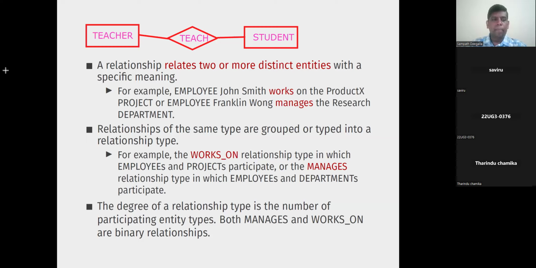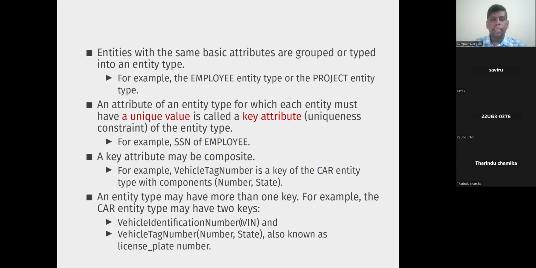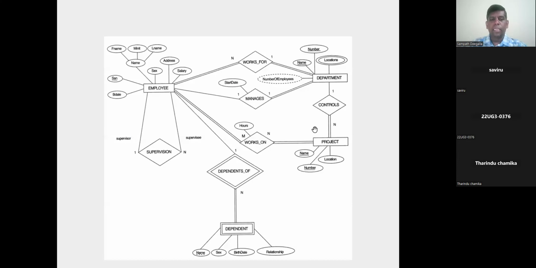Now let me go to my ER diagram. In this particular case, if you go back, you can see different relationships. Employee works for department, employee manages department. You can see in between the same two entities, there can be more than one relation. Employees work for department, at the same time employee manages department. Similar to that, you can see employees work on projects. And we know department controls projects, right?